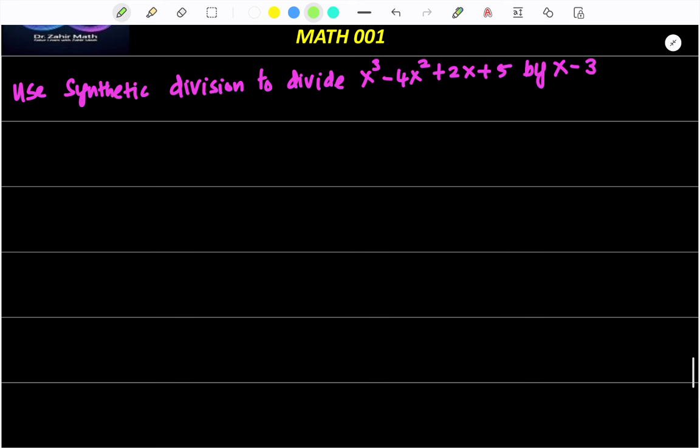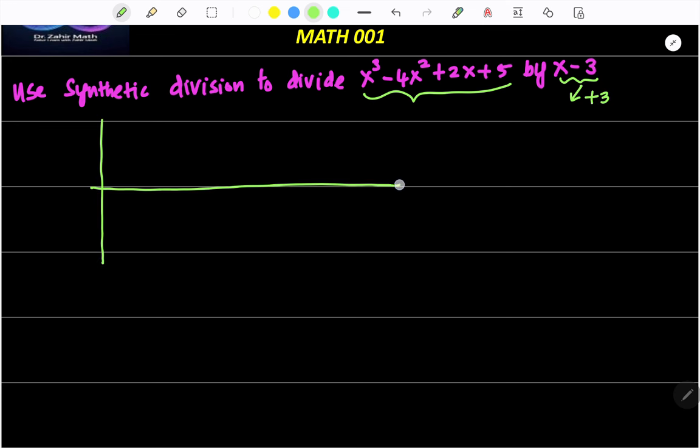Use synthetic division to divide this expression by this one. x plus 3 means you take plus 3. So you have to put a line like this. Okay. And then here you have to put plus 3, and check it is in order. Order means tartib. 3, 2, 1, 0. So 1, minus 4, 2 and then 5.